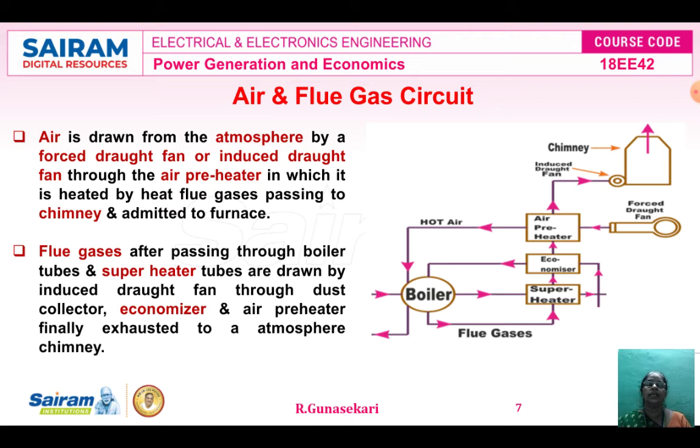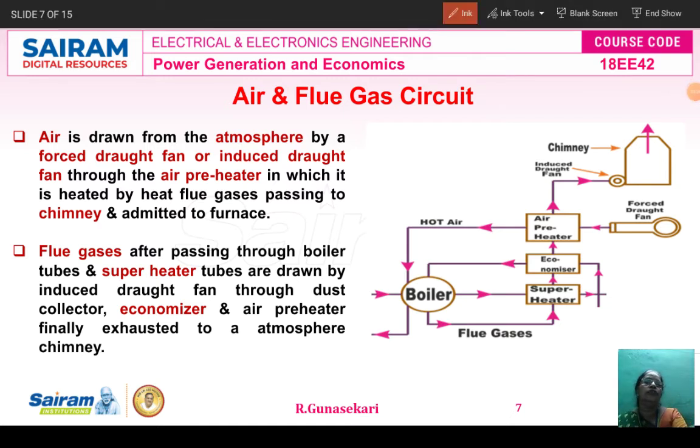Next we studied the air and flue gas circuit. Students, now you see the air and flue gas circuit. The diagram represents the air and flue gas circuit. This circuit consists of forced draft fan, induced draft fan, air preheater, economizer, superheater, boiler, flue gases and hot air. These are the equipments used in the air and flue gas circuit.